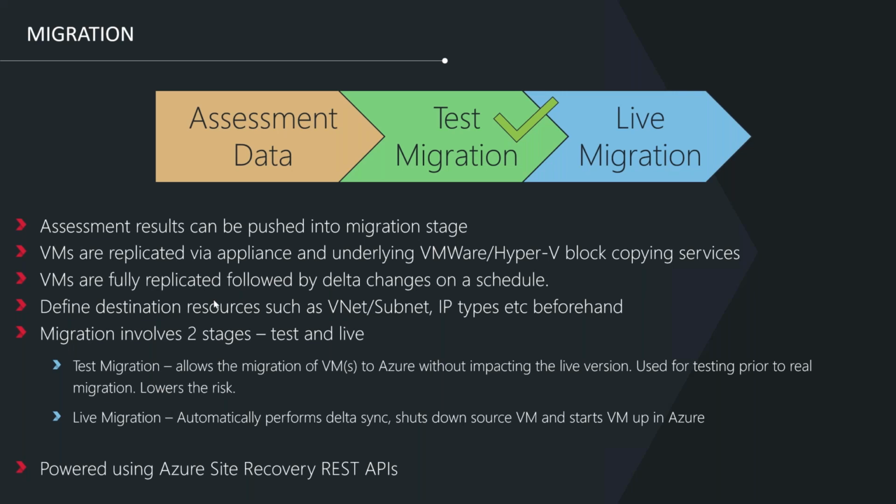And it's going to start the VM up in Azure, and then you can go ahead and log on to that and test that to make sure it's absolutely fine. And if there was a problem immediately, it's a simple case of shutting down the Azure one and starting back up the one on premises again. So there is always a way to actually go back if there is an immediate problem with a particular migration.